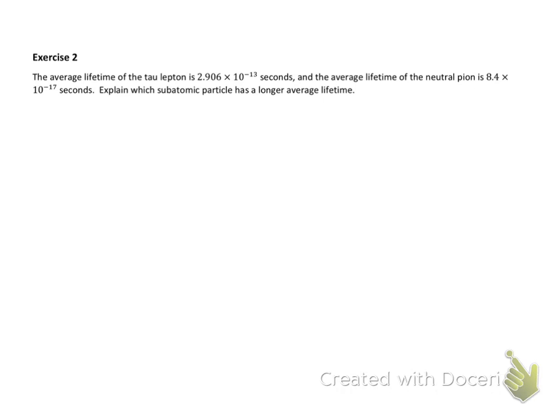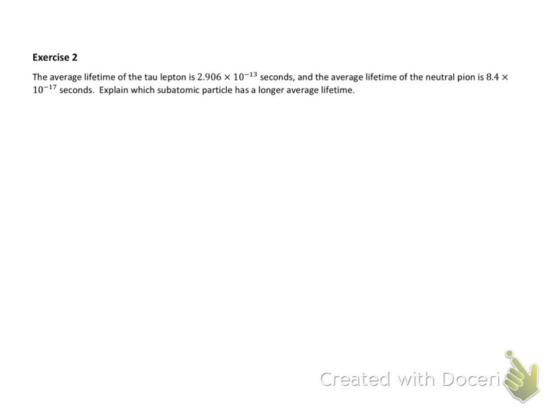Okay, this example deals with subatomic particles again. The tau lepton, which has a lifetime of 2.906 times 10 to the minus 13 seconds, and the neutral pion, whose lifespan is 8.4 times 10 to the minus 17th seconds. And we want to know which one has the longer average lifetime.